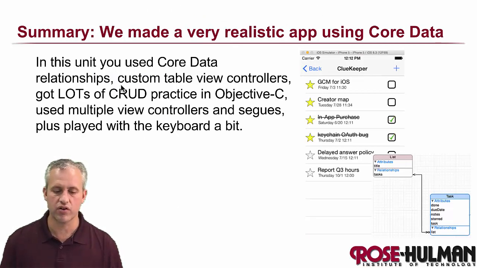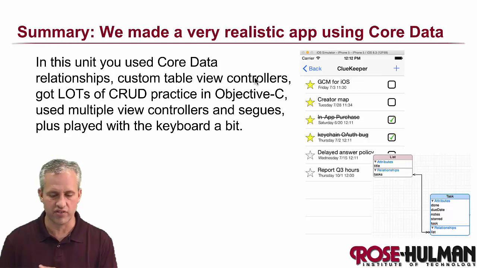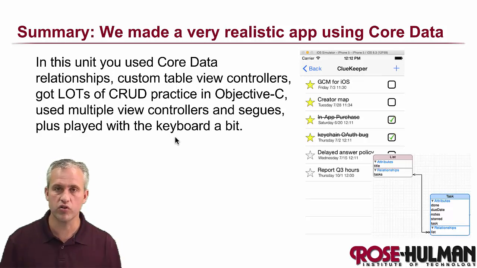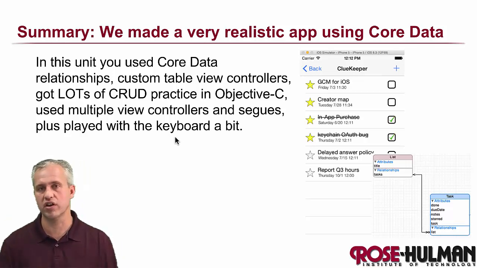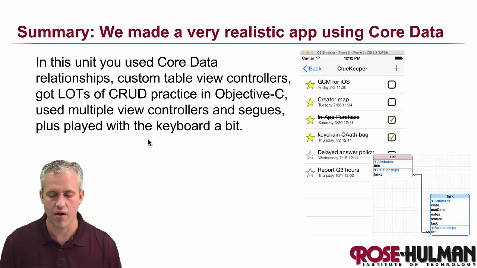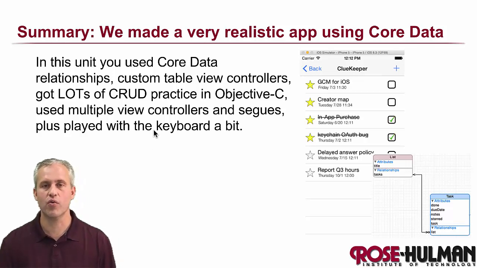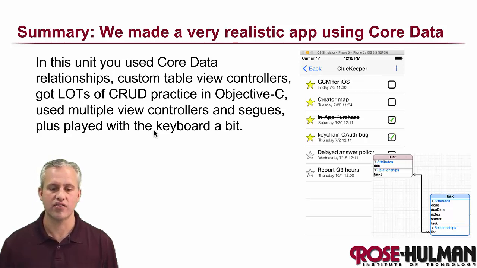So in summary, you learned how to use core data relationships, custom table view cells. I meant to say cells, they're not controllers. Lots of tests with CRUDs. You did it all in Objective-C, so you're probably actually better at Objective-C than Swift right at this moment. We used multiple view controllers, manual segues, selection segues, and we learned a lot about hiding the keyboard. All right, hopefully you enjoyed this unit. Hopefully you learned a ton about core data. Sorry it's long, but to do cool things, sometimes it has to be a little long.